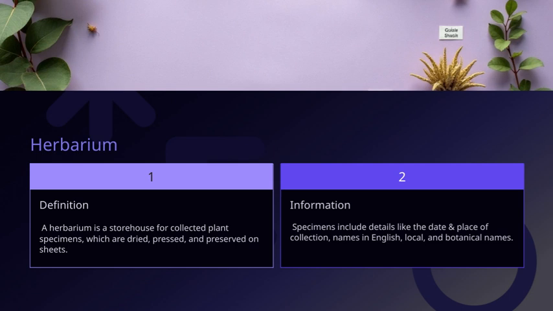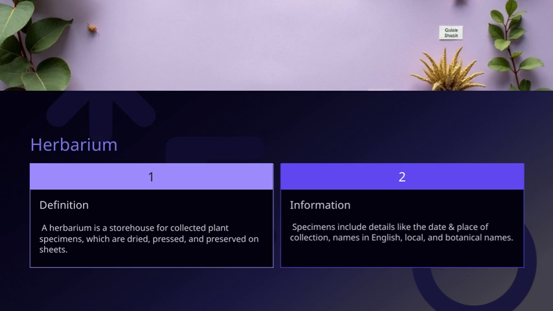Moving on to the concept of a herbarium, think of it as a storehouse or a library for plant specimens. These specimens are carefully dried, pressed flat, and preserved on sheets, making them easy to handle and study. Herbaria are incredibly valuable because they serve as a record of plant diversity, allowing researchers to study plants from different regions and time periods. They also help in identifying species, understanding plant distribution, and supporting conservation efforts.